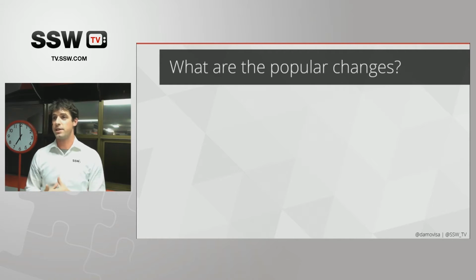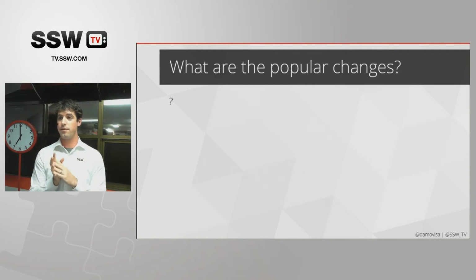So the popular changes, the things that most people change are, or does anybody have any suggestions? You guys have said that you haven't done a lot of this, but if you were to change something about your process template, any ideas about what you'd like to change the most?